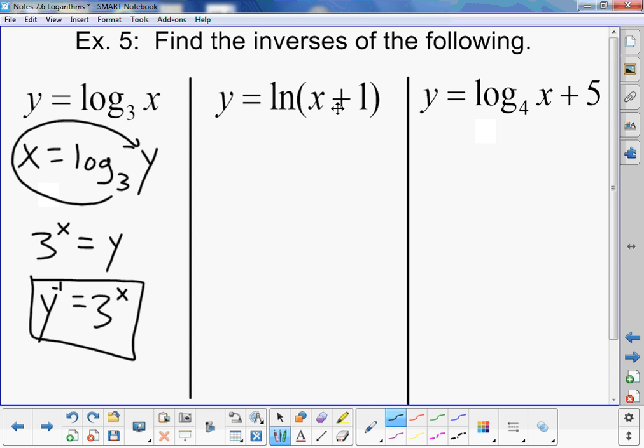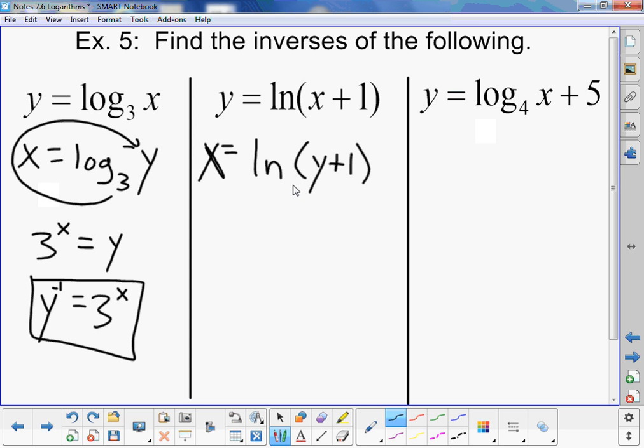Okay, next one, ln. If you remember ln, you don't have to rewrite it like this. You can just kind of keep this in your head. Or actually, let's do the x first. Switch your x and your y. ln of y plus 1. Now, notice the grouping symbols. The grouping symbols mean that this is ln to this entire thing. So this is actually one big logarithm.